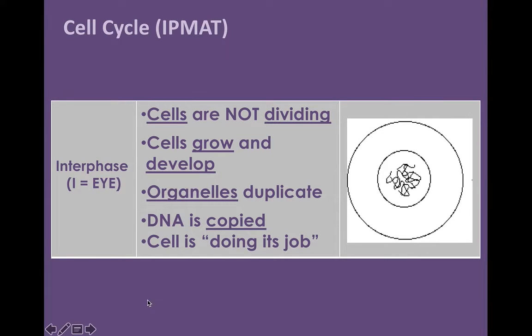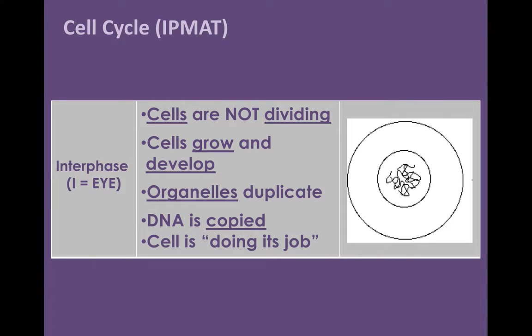Now, we use the letter I in IPMAT to mean interphase because this is when our cell is looking like this, where it kind of looks like an eyeball. Okay, use your imagination. Anyway, remember that interphase is when the cell is not dividing. It's when the cell is just being a cell, it's making protein, it's growing, it's developing, and this is when it's making copies of everything so that when it splits, it's going to be able to have the right stuff in each of the two new cells.